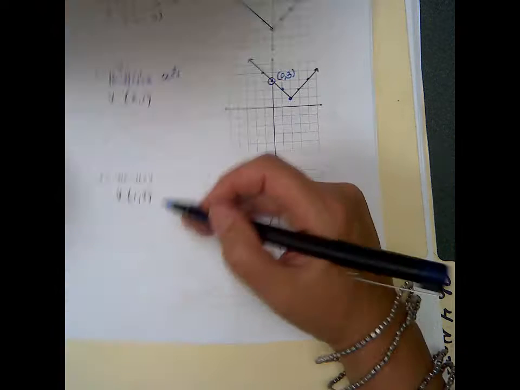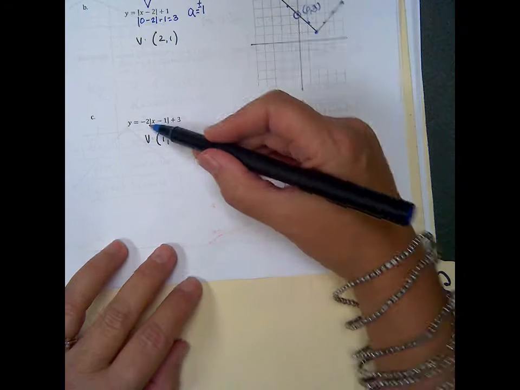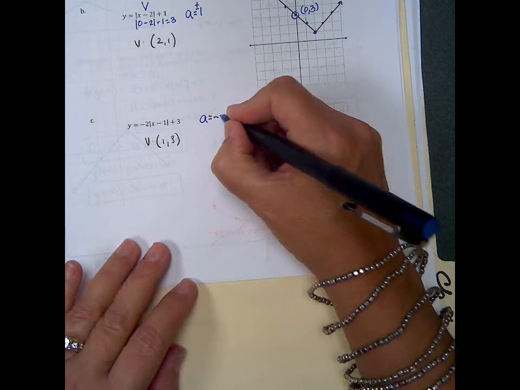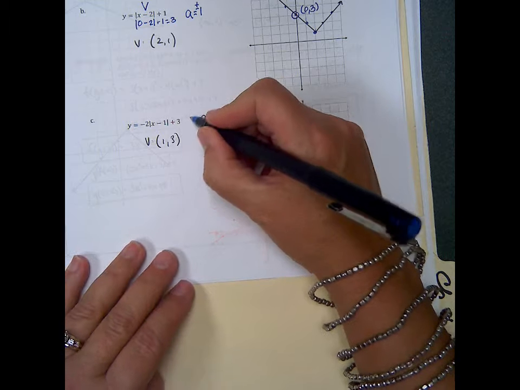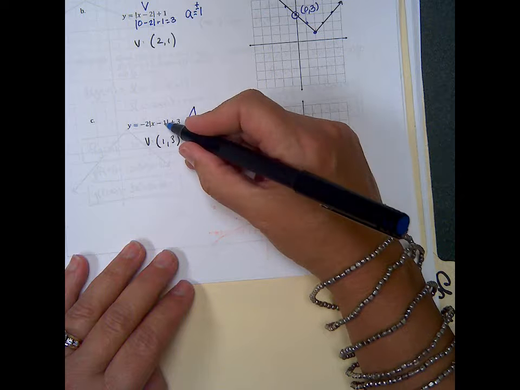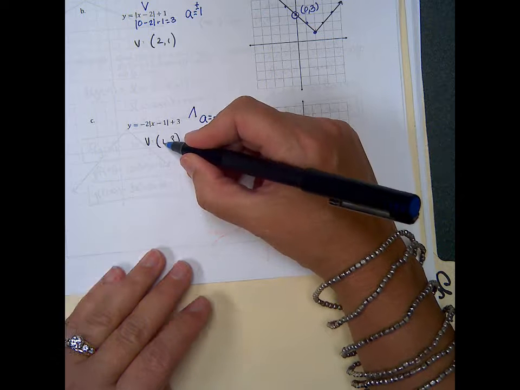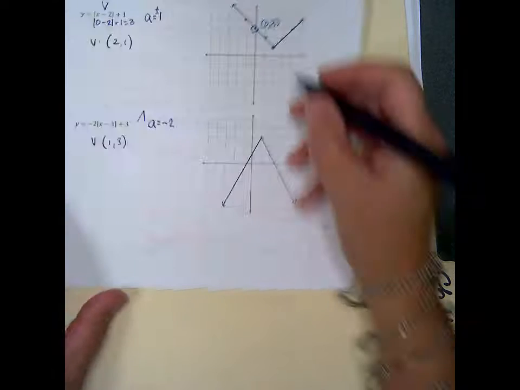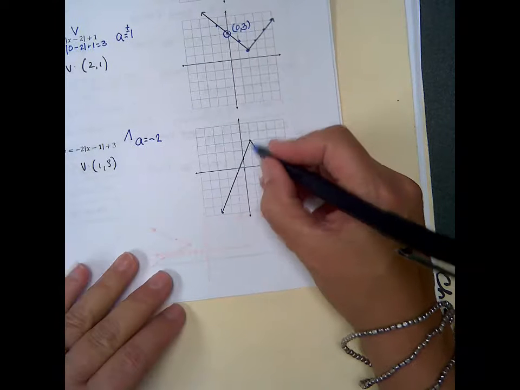Okay, this one. Notice this one has an a value that is negative. So our slope is going to be -2 and +2, meaning it's going to be a downward facing V. Our vertex, opposite sign of what you see with x, is 1. Same sign as the outside is 3. So we start at the point (1, 3).